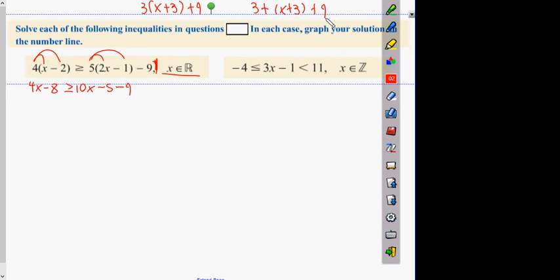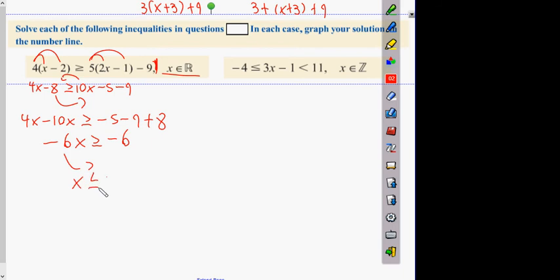Okay, so lads, bring the 10x over to your side, and bring the 8 over this side, and we're going to get 4x minus 10x is greater than or equal to minus 5 minus 9 plus 8. We're going to get minus 6x greater than or equal to minus 6. Now guys, what is this case when we divide by the minus 6? What do I have to do, Sean? I'm going to divide by that minus 6. X and then switch the sign, minus 6 divided by minus 6, and then minus 6 divided by minus 6 is 1. Less than or equal to 1.